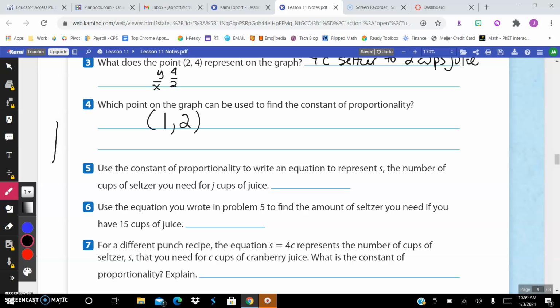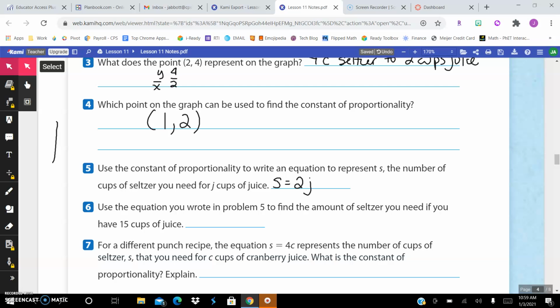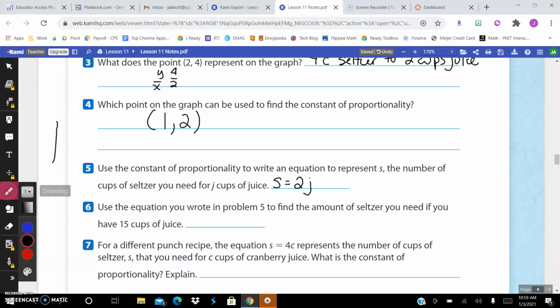Use the constant of proportionality to write an equation to represent S, the number of cups of seltzer you need for J cups of juice. So S is going to equal 2 times our juice, because our constant of proportionality is 2.